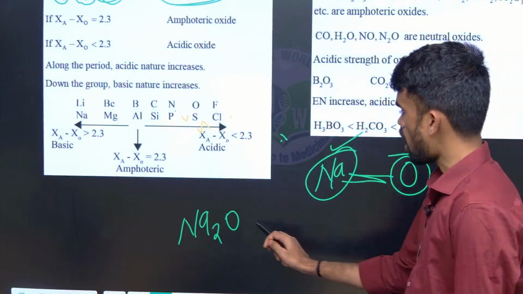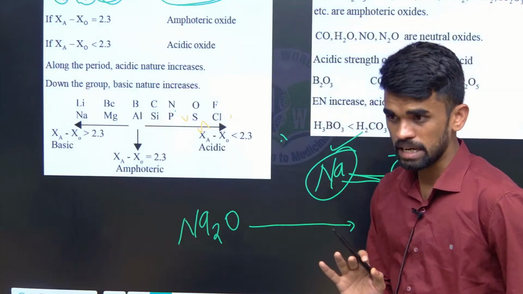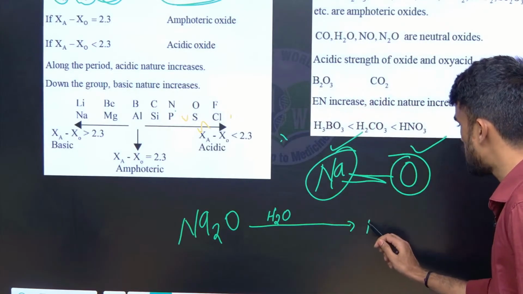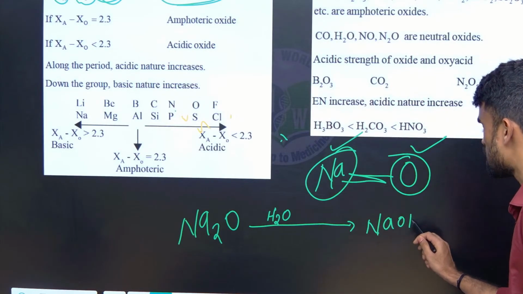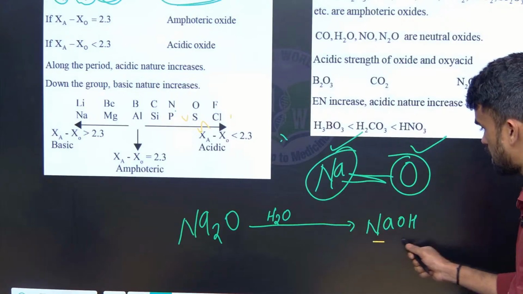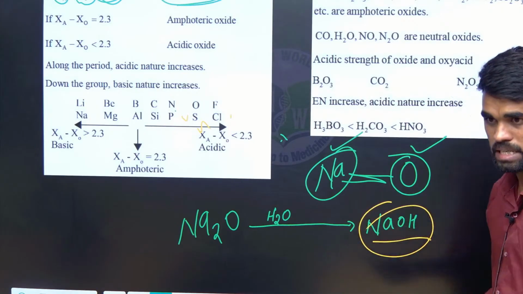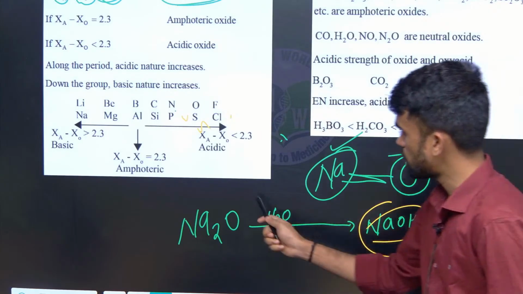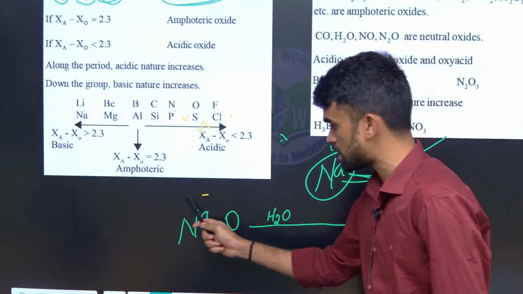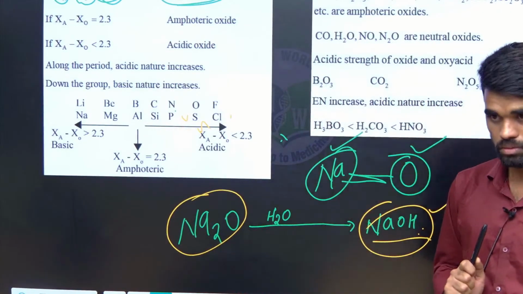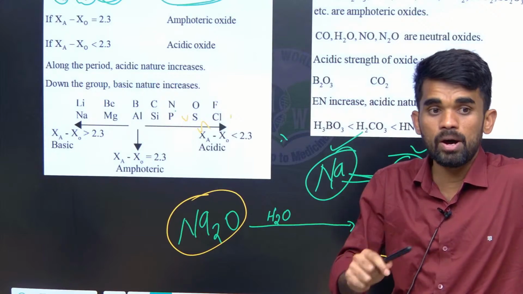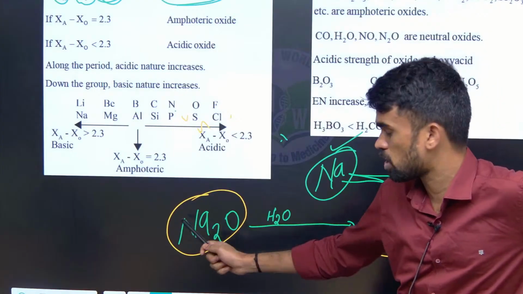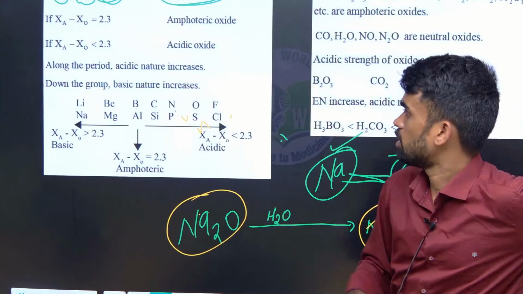Sodium oxide. Upon hydrolysis, if an oxide forms a basic hydroxide, a hydroxide which is basic in nature, like NaOH, which is a basic compound, then this oxide is considered basic. Is that clear? If an oxide upon hydrolysis produces an acid, what can we call this oxide? Is that clear?